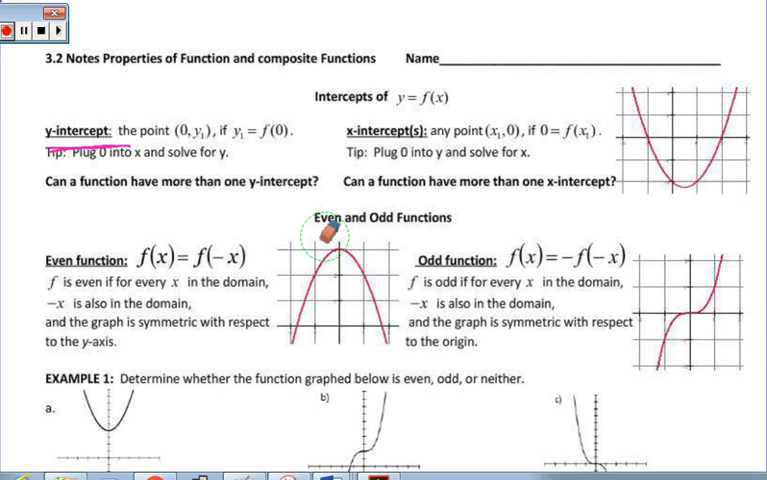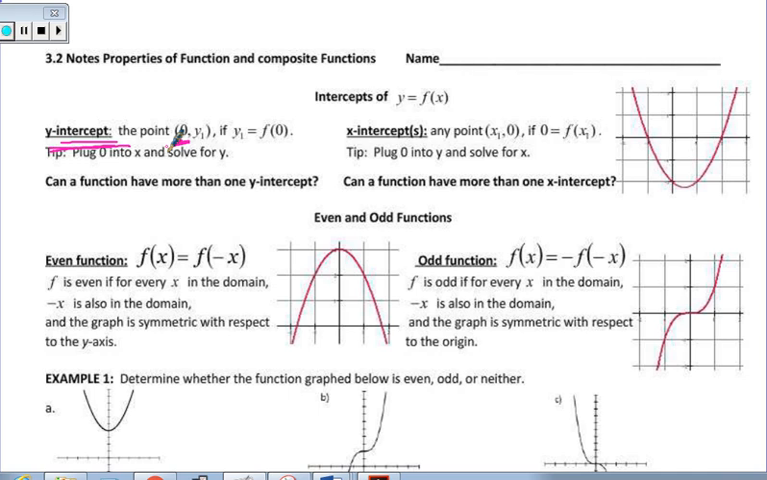Okay, today we're going to be starting 3.2, properties of functions and some composite functions. A lot of these features you'll be pretty familiar with. First one is the concept of a y-intercept. That is where the graph is going to cross the y-axis. Of course, the x coordinate would have to be 0.